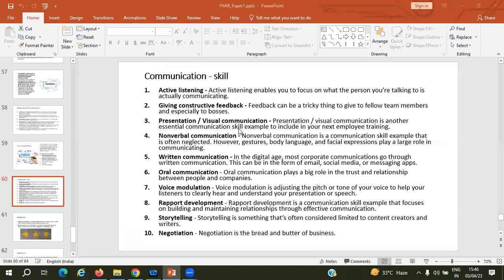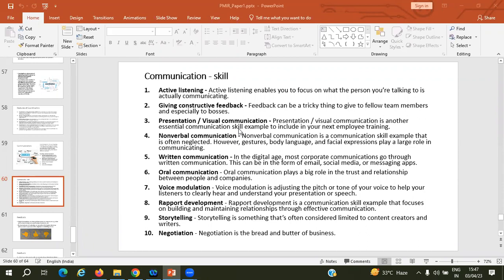Rapport development. What is rapport development? You must have seen some people who are very good at making friends. In your relations, among your friends, you must have seen people who, the moment they meet a new person, one who doesn't know anything, will make friends, talk to each other, and exchange their address, name, and contact information. So they are very good at making friends. That is called rapport development.